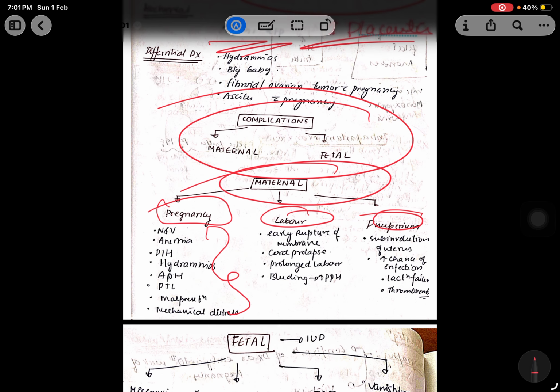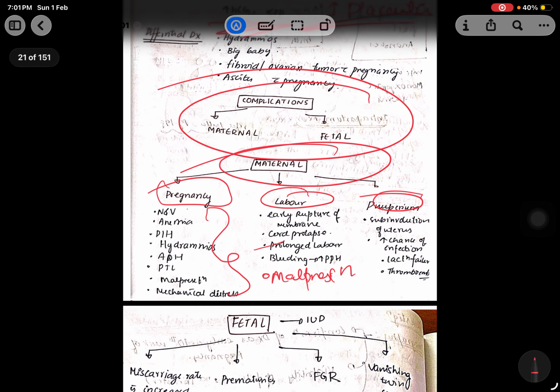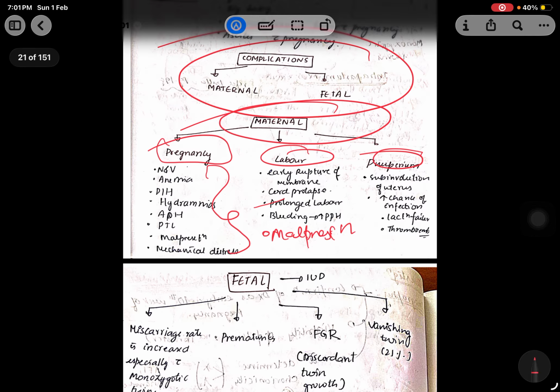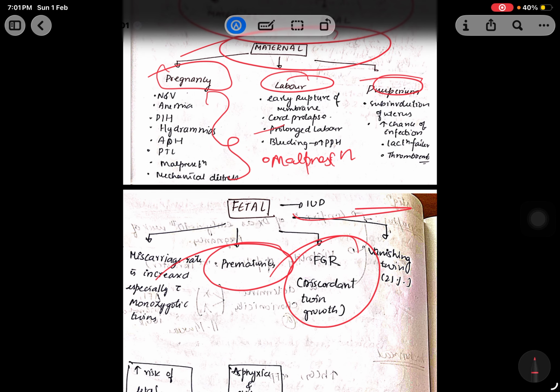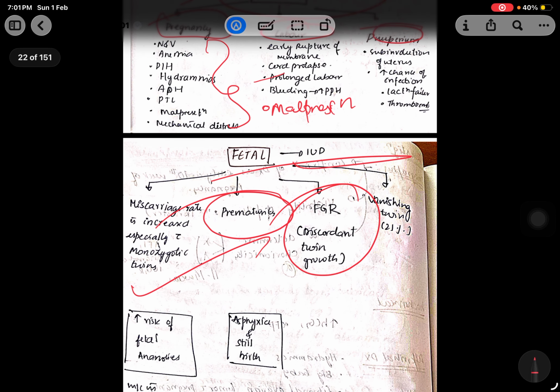Again, in labor, what is the major important thing? Prolonged labor is fine, but the major thing is malpresentation, and you can blindly write all the complications, if you ask me. But think before you write. What are the major fetal complications which can occur? Prematurity is the major thing, because it's a high risk case, and also FGR, because one baby might grow more or less. Again, you might have intrauterine death and also a higher chance of miscarriage.